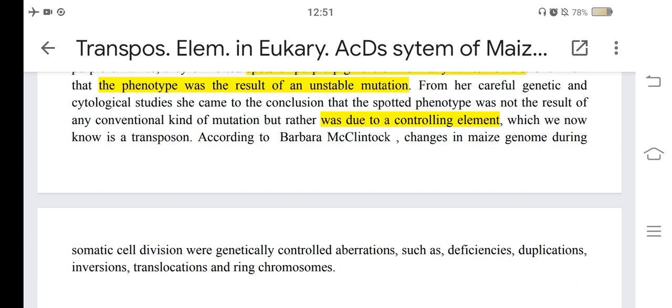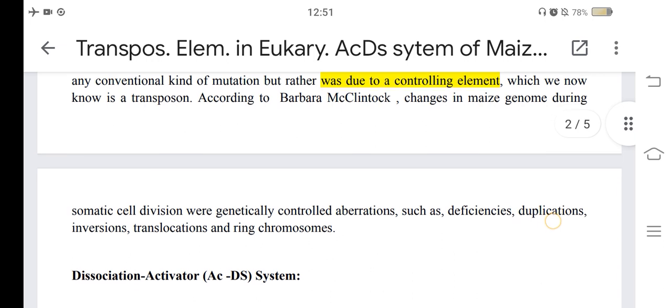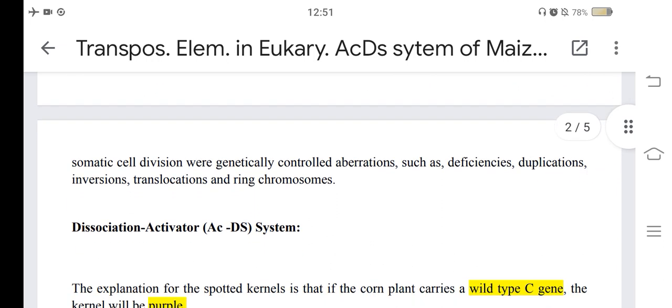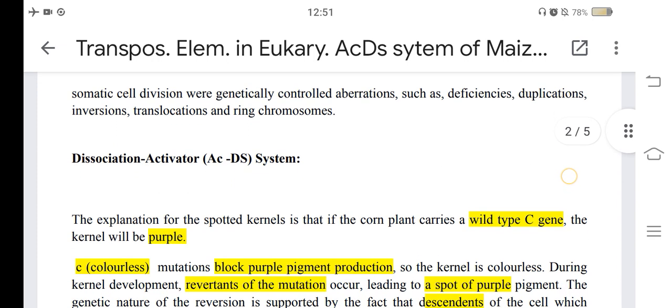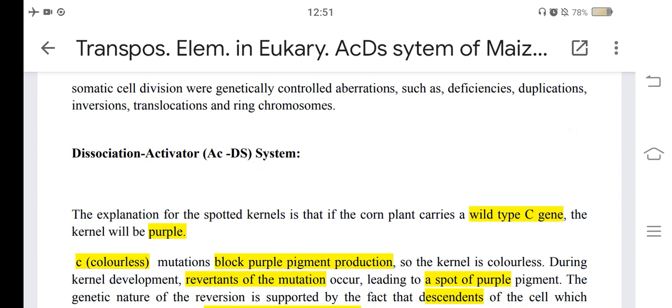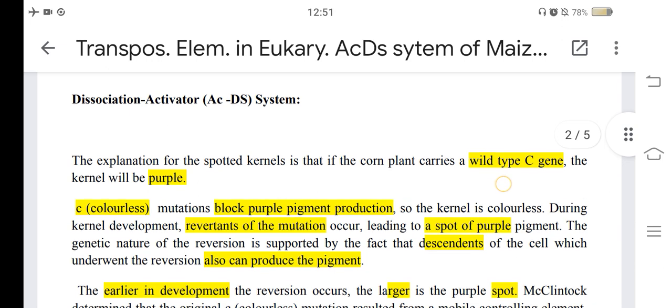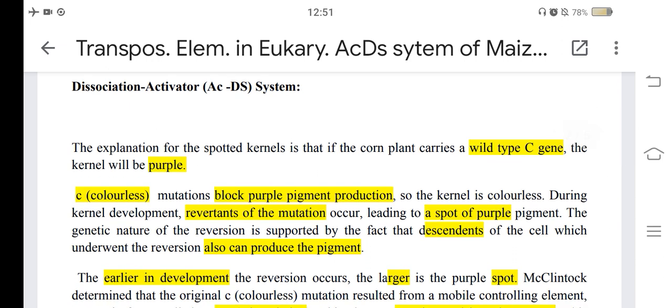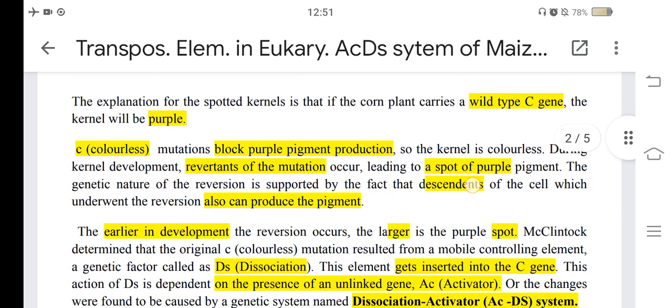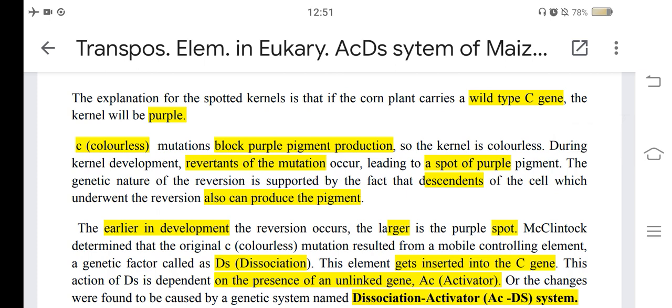According to Barbara McClintock, changes in the maize genome during somatic cell division were genetically controlled, such as deficiencies, duplications, inversions, translocations, and ring chromosomes. Then the Dissociation-Activator, or Ds-Ac, system. The explanation for the spotted kernels is that if the corn plant carries a wild type C gene, the kernel will be purple. Small c, colorless mutations block purple pigment production, so the kernel is colorless.